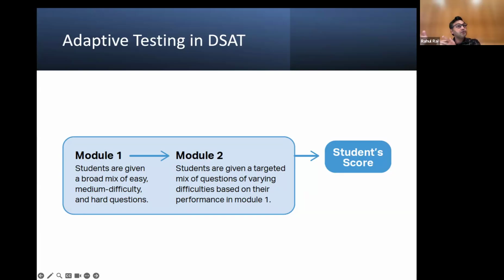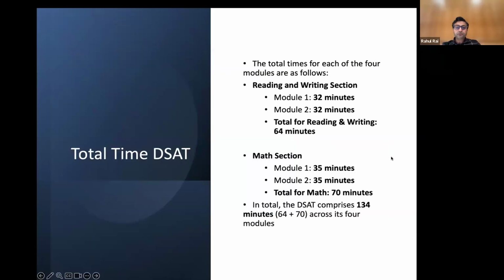It's going to be somewhere close to 740. So the final score comes out based on how you have done in both the modules. Module 1 basically gives you a range, and module 2 freezes and finalizes the score based upon how you have done in module 2. Okay.